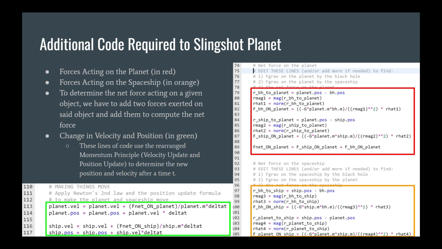And so to determine the net force acting on a given object, we had to add the two forces exerted on said object to compute the net force. And for the change in velocity and position, we used the rearranged momentum principle to determine the new position and velocity after a time t.